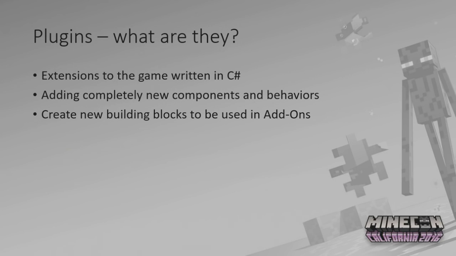So we are not going with Java. We are using a programming language called C#, which is very similar to Java, but it has a few advantages. That's why we chose it here. One of the main features will be that you can add completely new components and behaviors that can be used in combination with the add-ons, with the data-driven JSON files, to create new interesting things that are not possible with just the behaviors that we have in the game in the vanilla version.